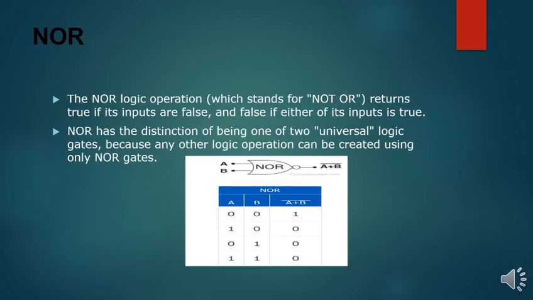The fifth gate is NOR. The NOR logic operation, which stands for not or, returns true if its inputs are false and false if either of its inputs is true. NOR has the distinction of being one of the two universal logic gates because any other logic operation can be created using only NOR gates.